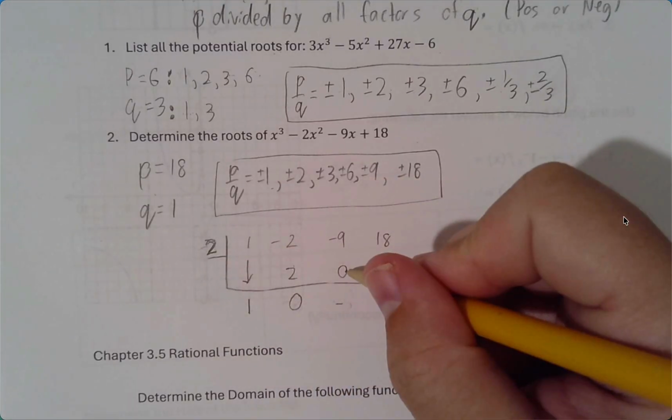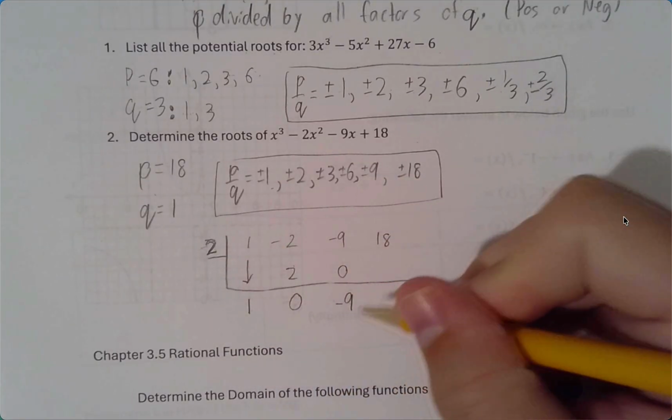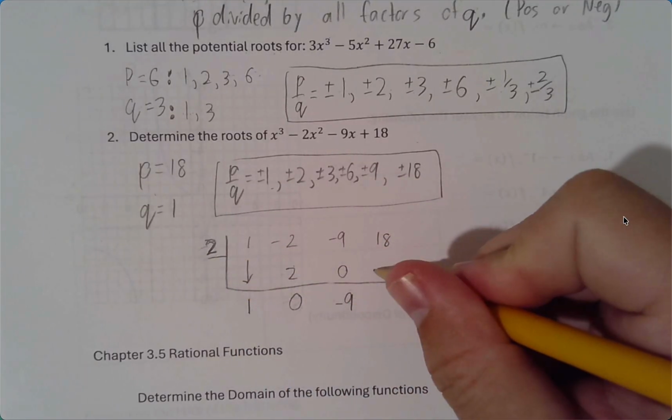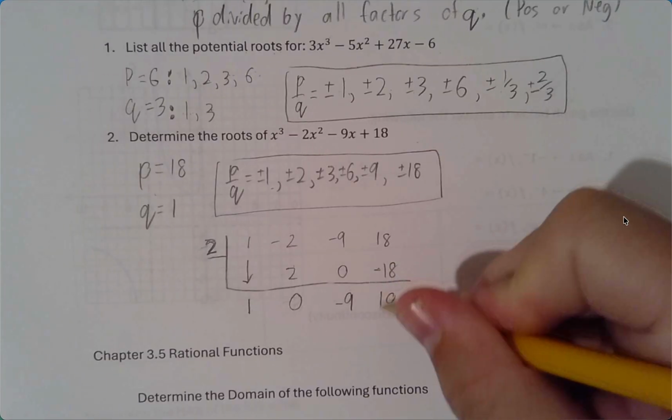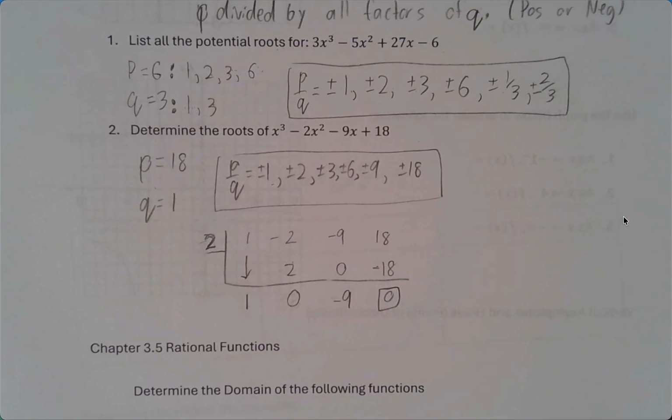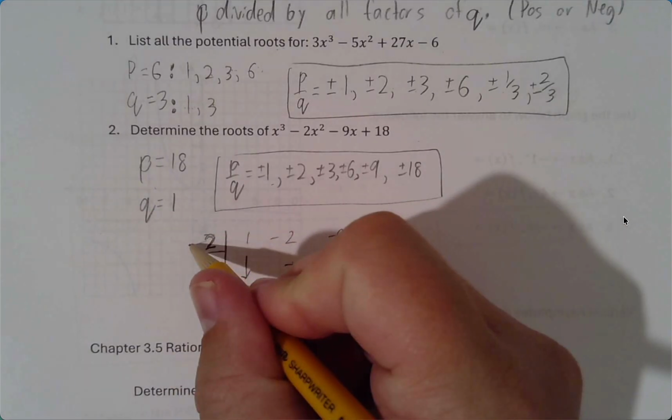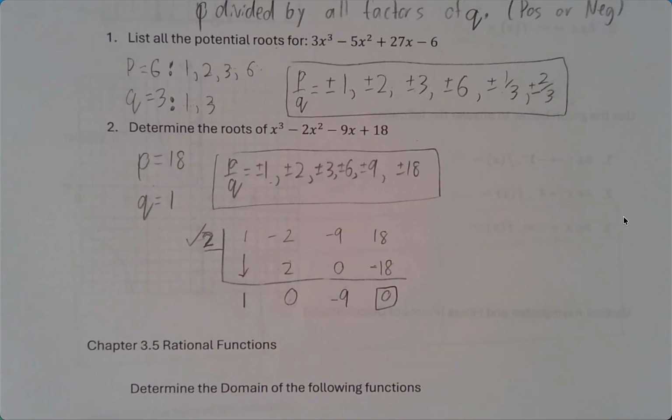Yep, multiplying by 0 gives me 0. Dropping that down gives me -9. And ooh, look at this. Multiplying this gives me -18. And now I get 0 as my remainder. Now this is very interesting because we've now found our first root. 2 is evidently a root.